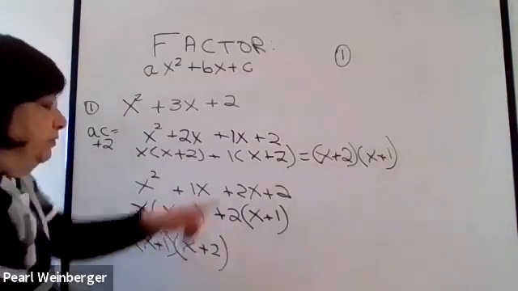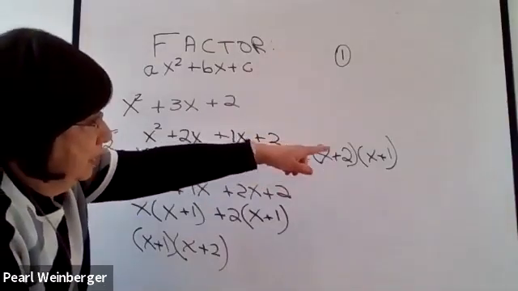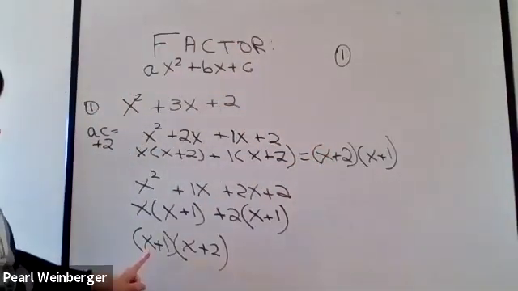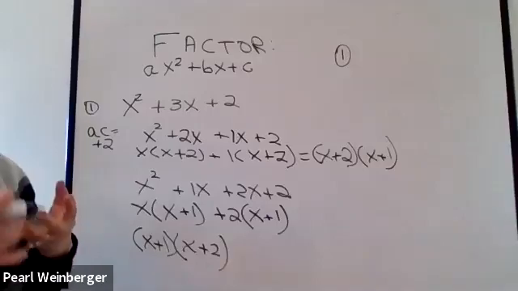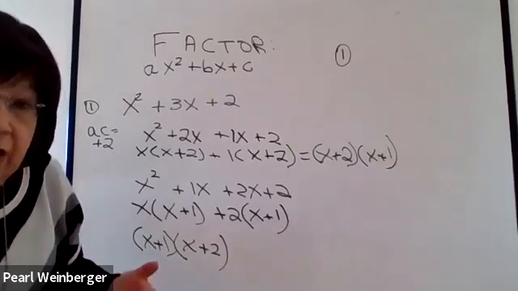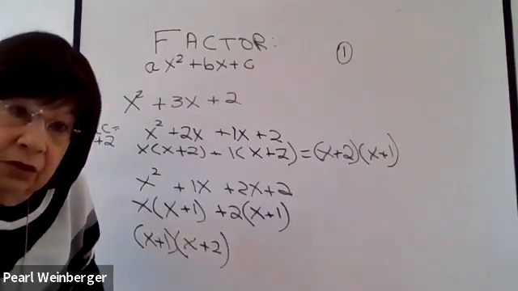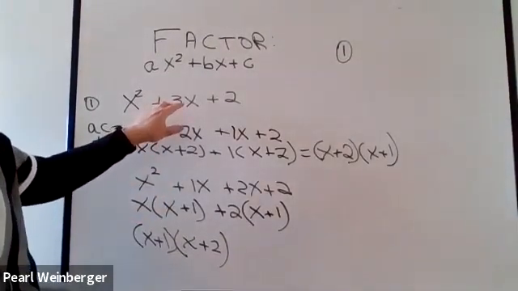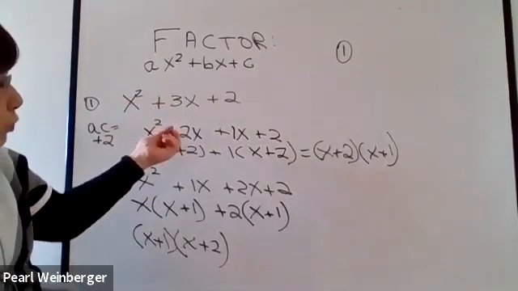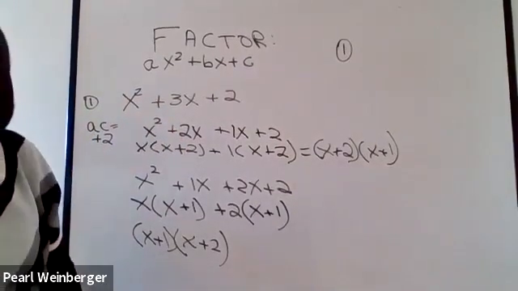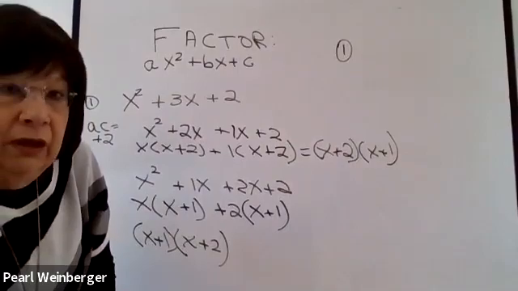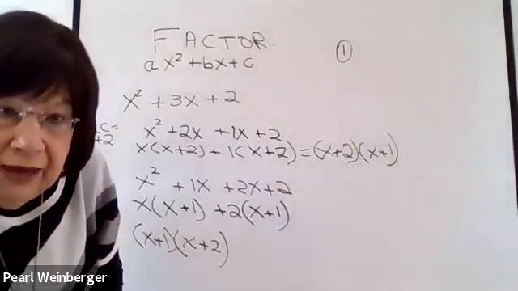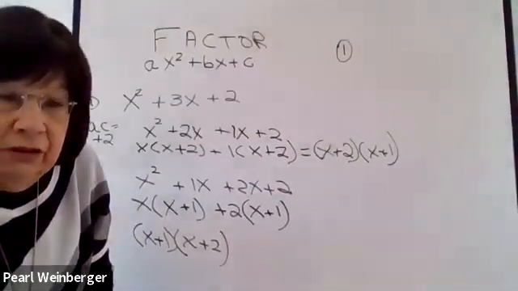If you notice, in the first case, I got the x plus 2 and the x plus 1. Here I got the x plus 1 and the x plus 2. It doesn't matter what order you get it in, so it's the same exact answer. So that's why it doesn't matter when you break up this 3x. You have to break it up into the two right numbers, but the order in which you put those numbers will not affect your final answer. Is that clear?